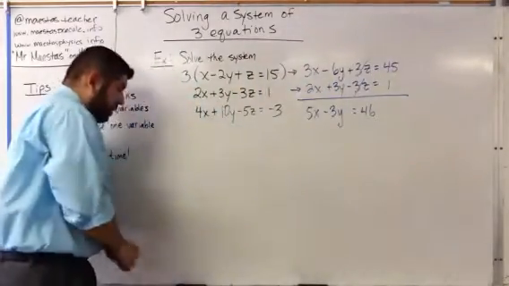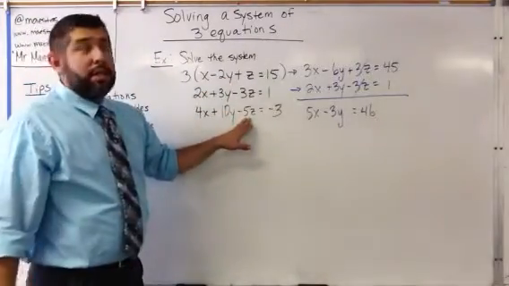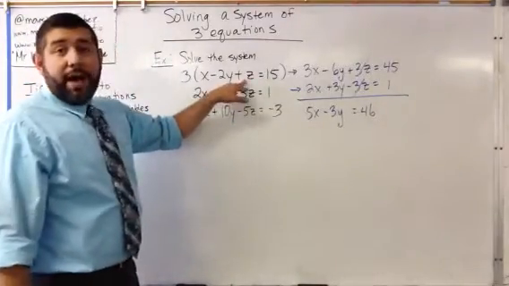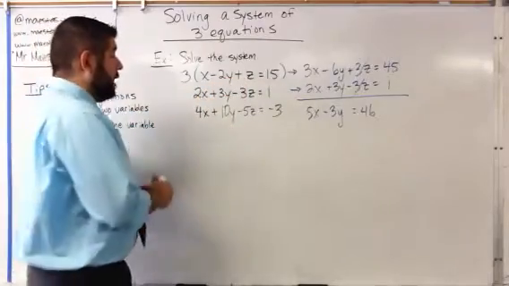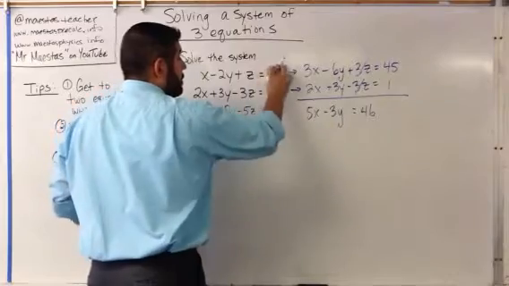So in order for me to eliminate the z using the bottom one, I'm going to need to multiply by 5, so that 5z and negative 5z cancel out. So now I'm going to multiply by 5.